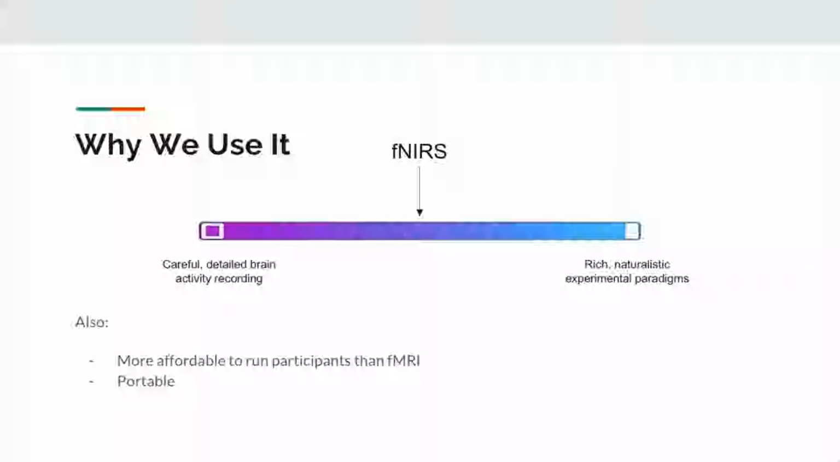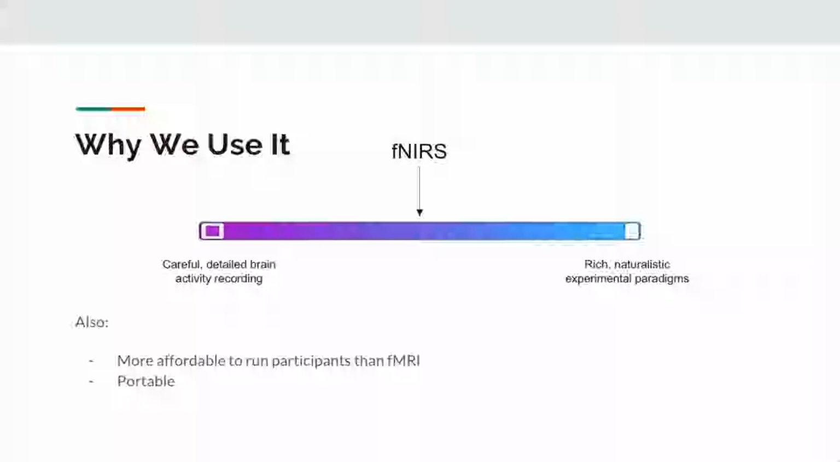Why we use it, the big question is, why does this exist in our lab? It's cheaper than MRI, but we've still spent a lot of money on it, so what's the purpose? We generally want to strike a sweet spot between careful, detailed brain activity recording, which you get really well with MRI, but with MRI you can't easily do rich naturalistic experimental paradigms, especially anything where a participant is actually embedded in a real scenario. MRI can only approximate it by having them watch a screen. So fNIRS can get us in that in-between area more easily than other neuroimaging methods can.